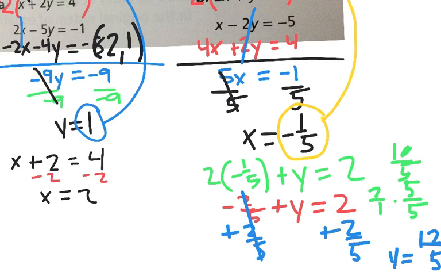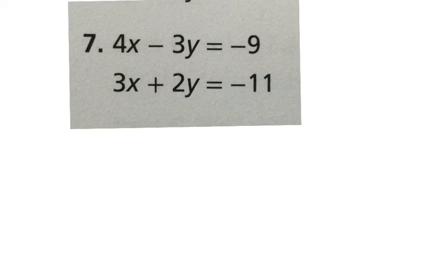I got you. So the point where these lines meet is at -1/5 and 12/5. That would have been very hard to find graphing by hand. Now graphing on your calculator, maybe not so bad. Yeah, this is a hard one.